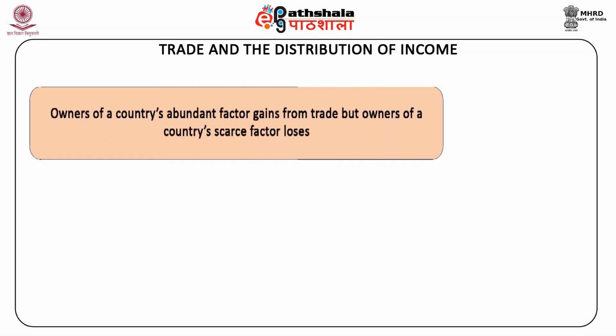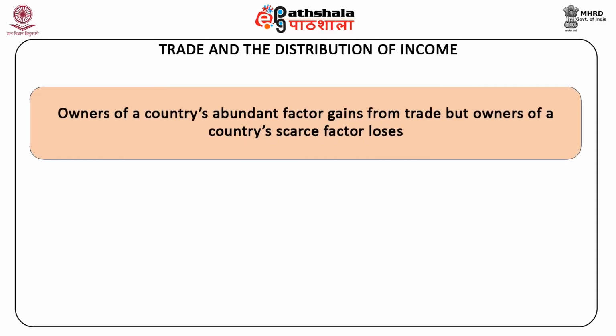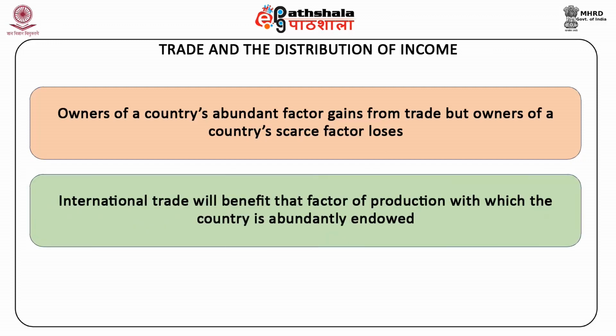Hence, owners of a country's abundant factor gain from trade, but owners of a country's scarce factor lose. Thus, international trade causes a redistribution of income from the relatively expensive or scarce factor to the relatively cheap abundant factor. International trade will benefit that factor of production with which the country is abundantly endowed.